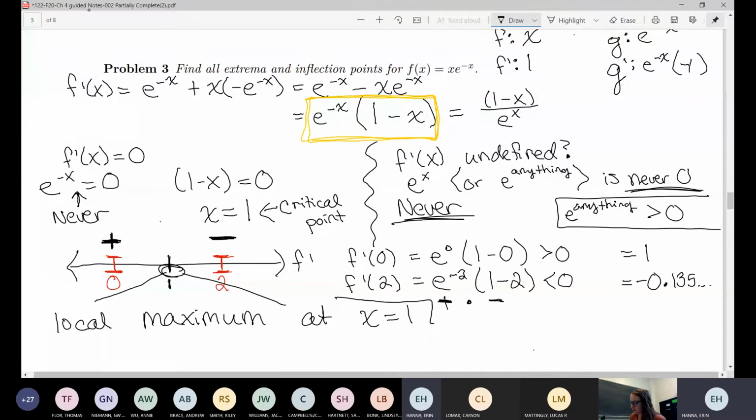So there's no local min for this one, because there's nowhere that the derivative changes from negative to positive. And we only had one critical point, and that critical point can only be one or the other.